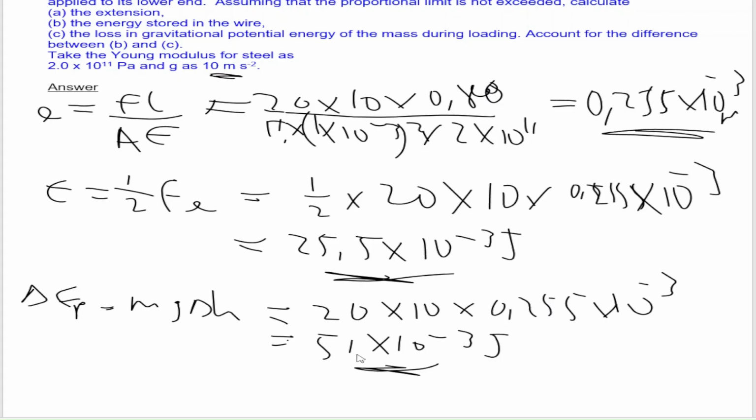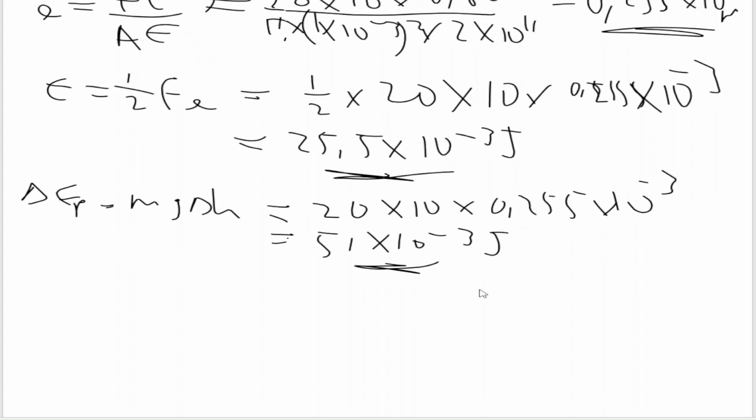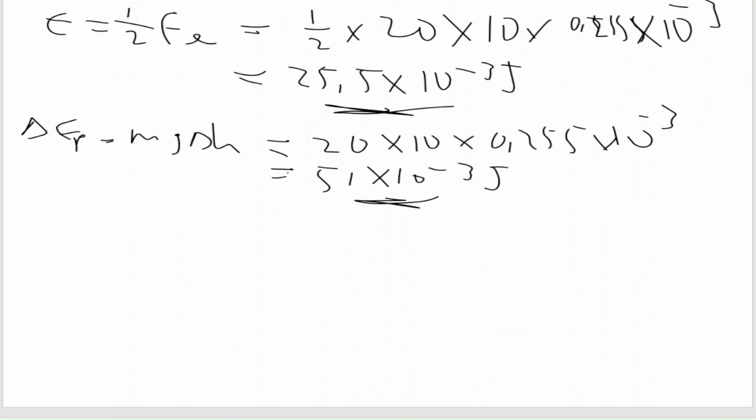The energy stored is the molecular energy gained by the wire. The remainder is the energy dissipated as heat, and the wire as the weight loses its kinetic energy after falling and comes to rest. If the load is suddenly applied, the extension would be twice the equilibrium extension obtained in the question above there. So I think I'll end the video here.